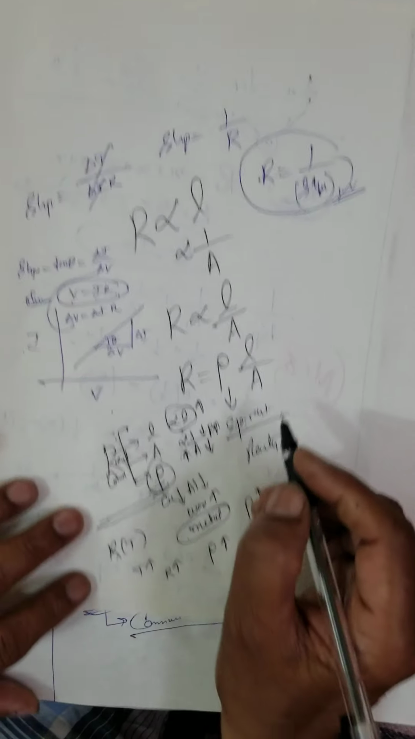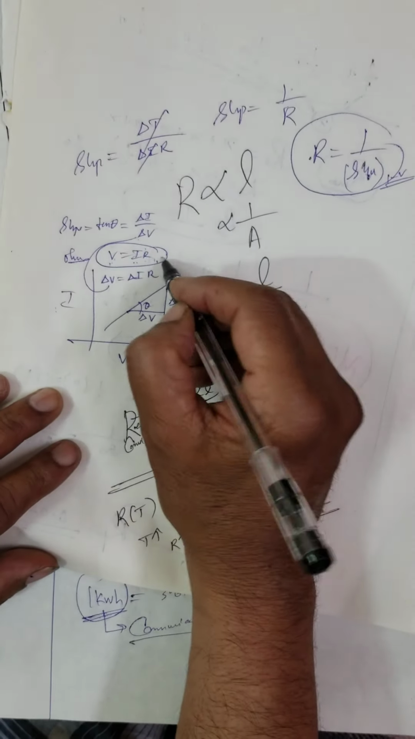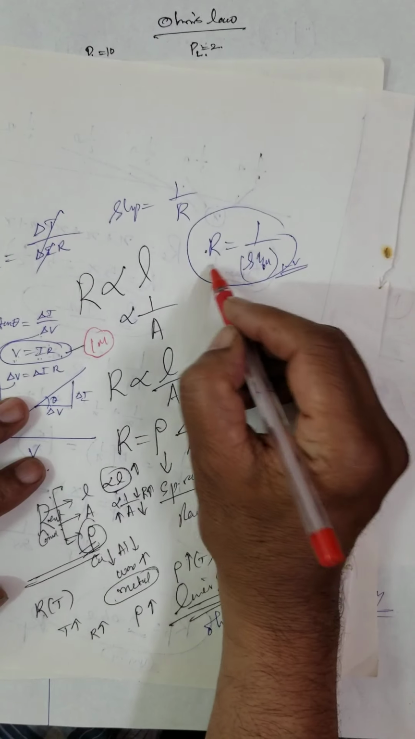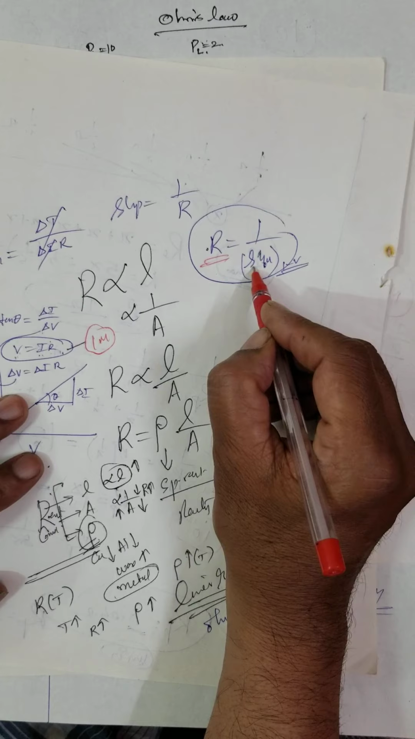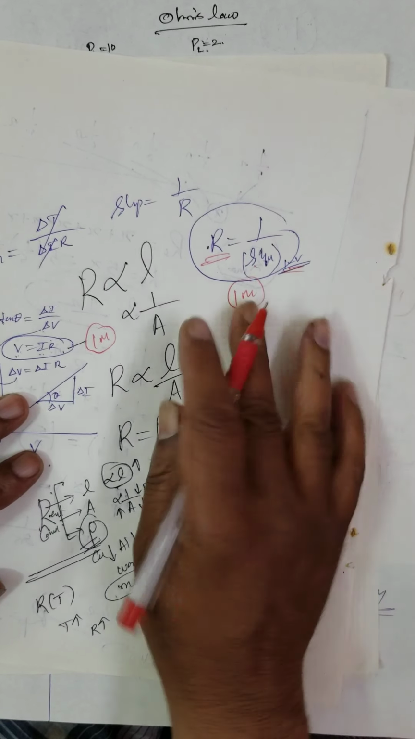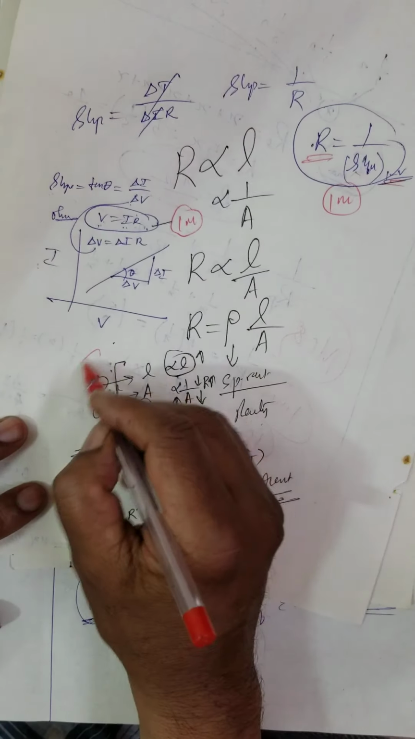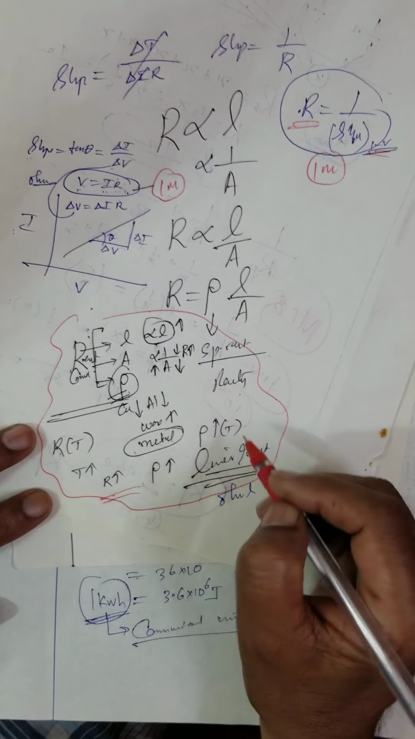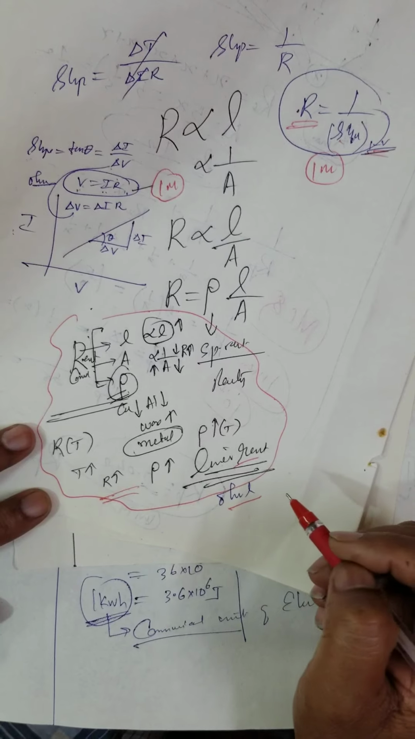These are the detailed things. See, this is 1 mark: mathematical form of Ohm's law, 1 mark. Resistance is reciprocal of slope of IV characteristics, this is 1 mark. And several questions they have asked on this. What are linear resistors? Those which obey Ohm's law.